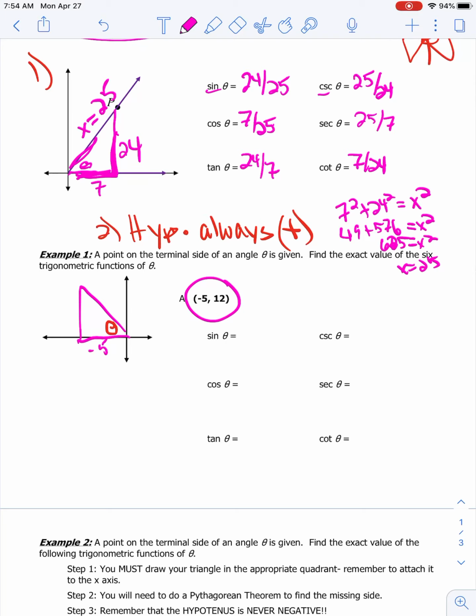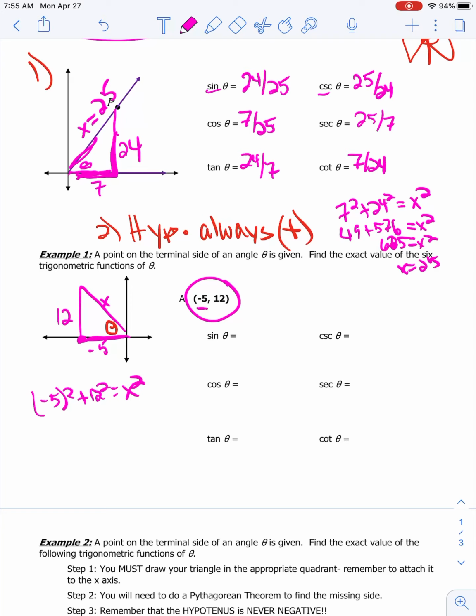Okay, all right, so change quadrants. So this one's negative 5, 12. So negative 5, that's our x value. That goes to the left. And then we have up 12. So now we need to do the Pythagorean theorem to find our hypotenuse. Hypotenuse is always positive. So we have negative 5 squared plus 12 squared equals x squared.